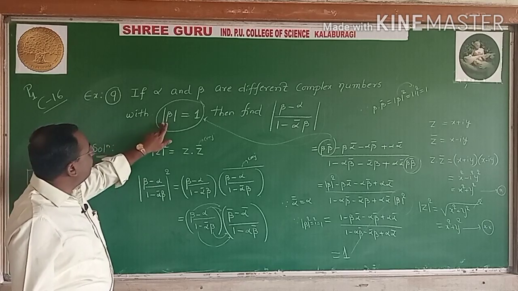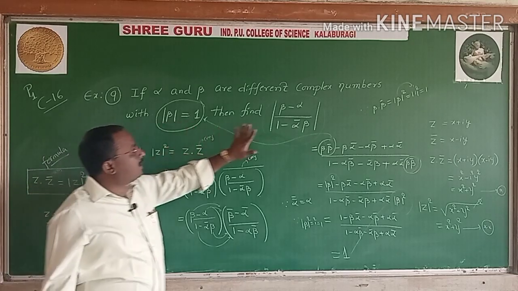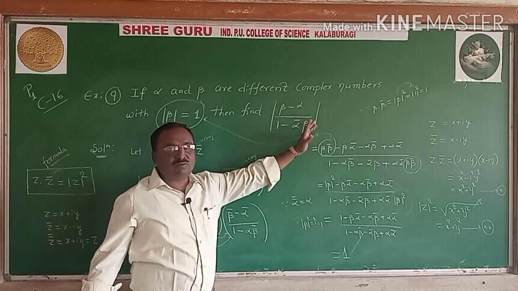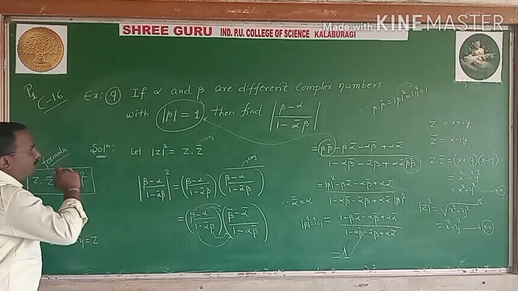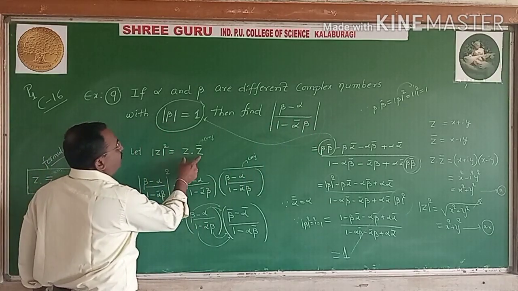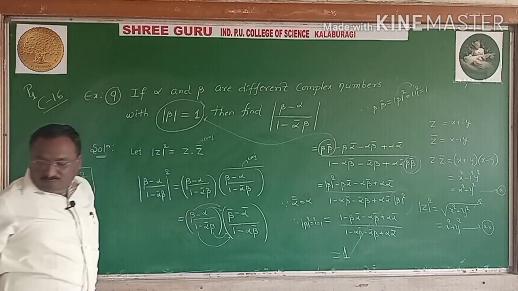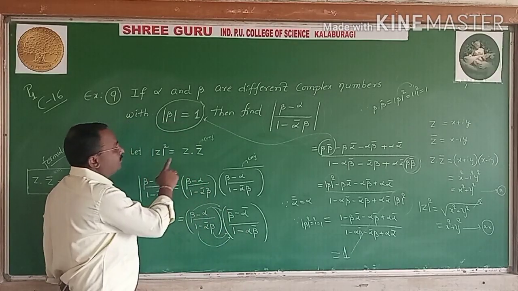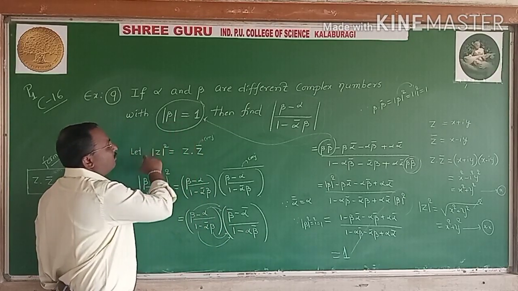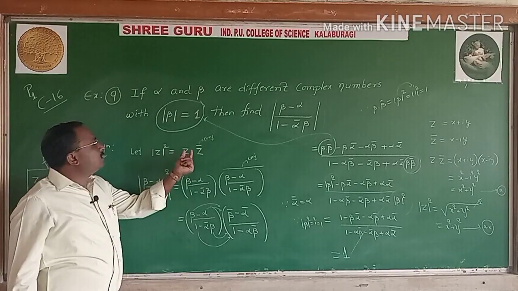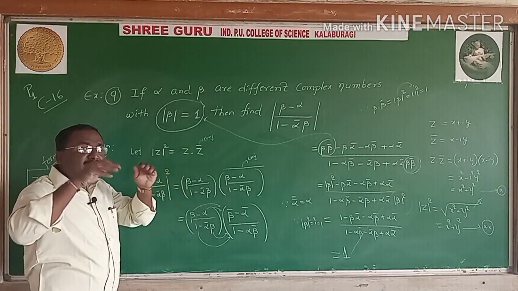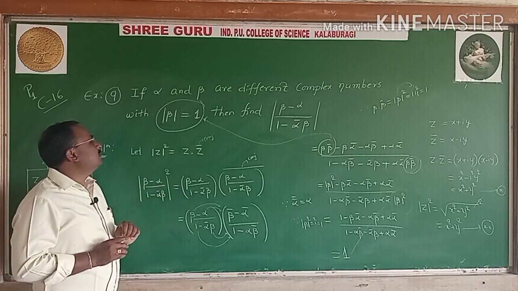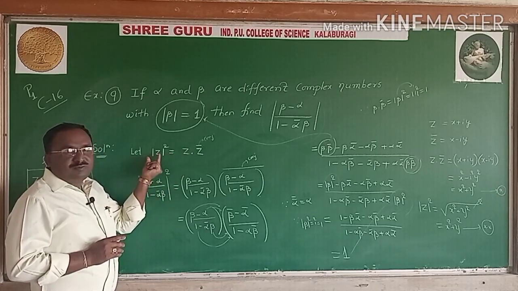Here modulus of beta is equal to 1. This is the given. Show that this value is equal to 1. This question is asking. Here one formula is there: modulus of z square is equal to z into z bar. Keep in your mind, the product of a complex number and its conjugate is equal to modulus of z whole square.